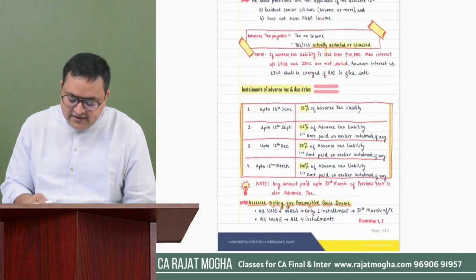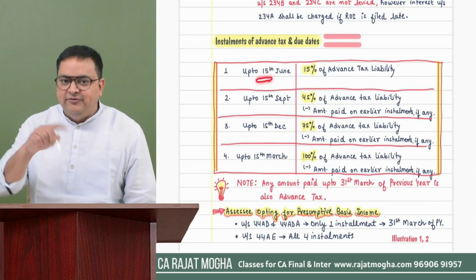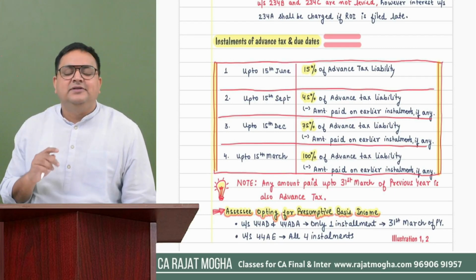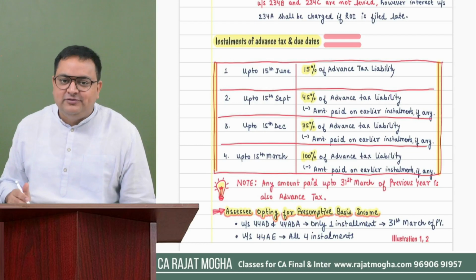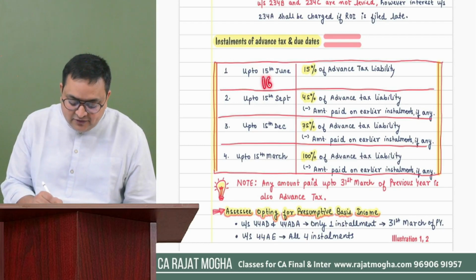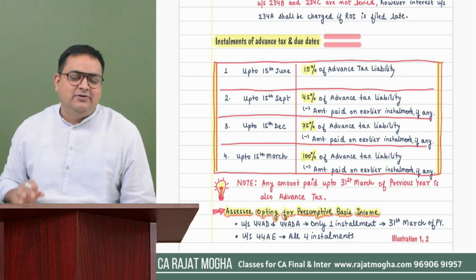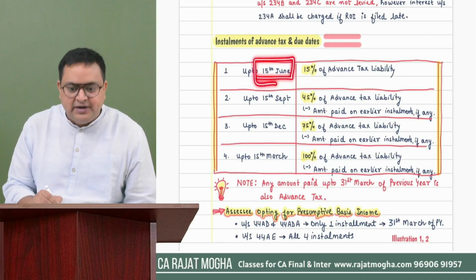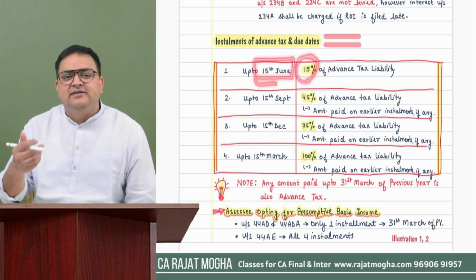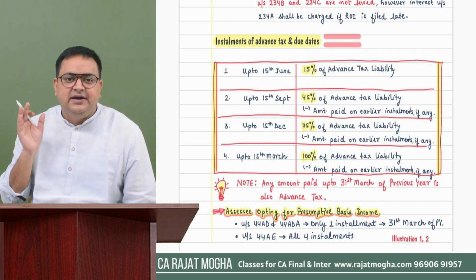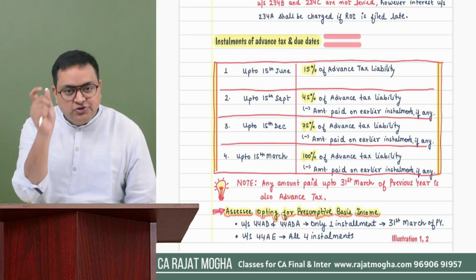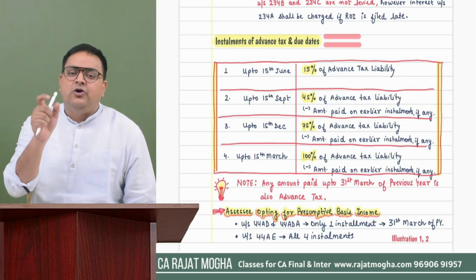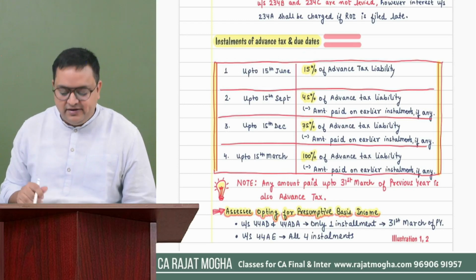So let's say the first installment was due on 15th of June. If someone is paying on 16th of June, then that person is paying late. In that case also 234C will be levied. Even if this person is paying on 16th of June, interest will be levied, right? Or let's say this person has paid up to 15th June, but has not paid 15%. Let's say he has just paid 5%, 6%, 7%, 8%. In that case also he has paid a short amount. So on whatever amount he has deposited short, we will charge interest, right?